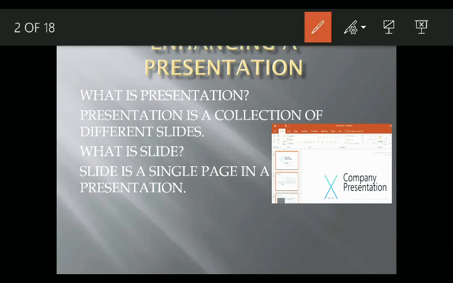Now see class, let us understand with the help of a figure. Can you see this figure? Can you see this part? So the collection of this is called your presentation, and a single page in a presentation is called a slide. Hope you all understood what is a presentation and what is a slide. Let us move forward.